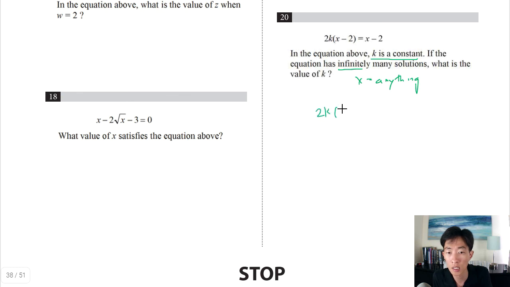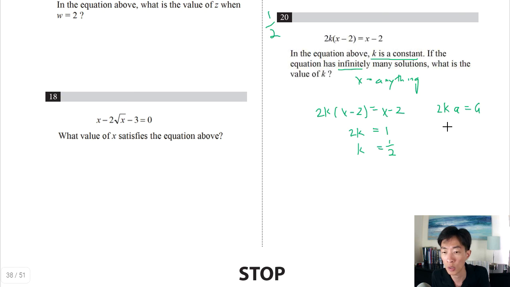So 2k times x minus 2 equals x minus 2. Just visualize x minus 2 as something, and you're going to divide both sides of the equation by x minus 2, and you're going to get 2k equals 1. k is going to equal 1/2, and that's one way to get the answer. So if that was confusing, just think of it as 2k times a equals a. All we did was divide by a on both sides, and we got 2k equals 1.